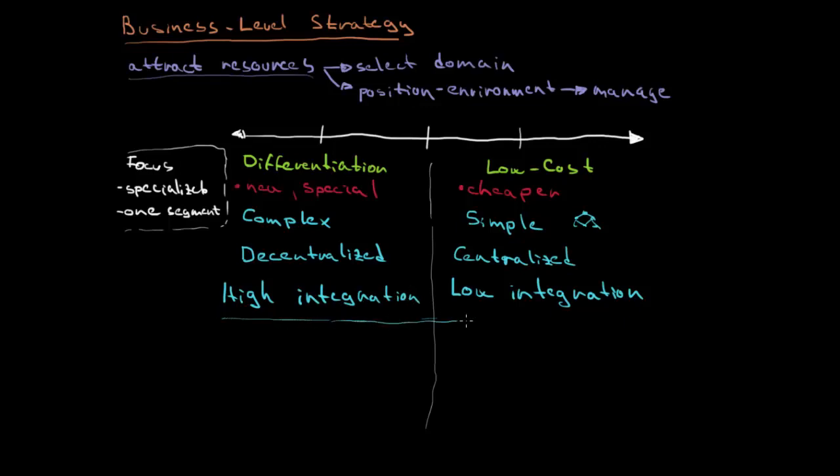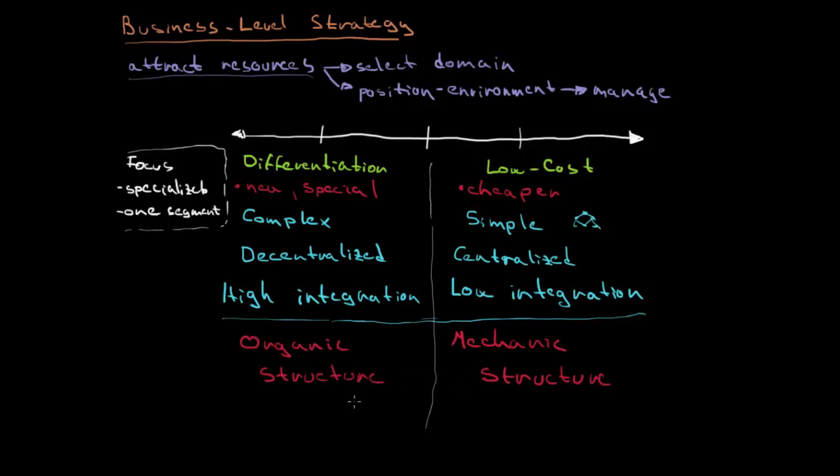What kind of a structure we will have? In case of low cost, we will have a mechanic structure. So a mechanic structure. That is some sense of concluding of our thoughts about what will be the low-cost strategy. And of course, in case of differentiating, when we want to create some flexible working environment and some special and new products, we will have organic structure. So, organic structure.